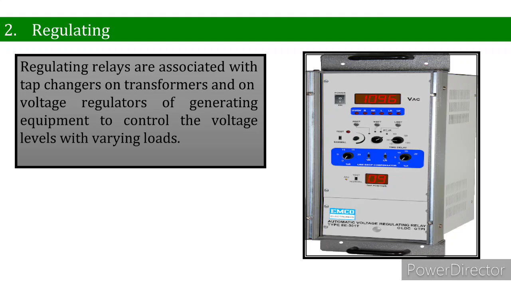And one more example I can quote here is AVR in generators. We have AVR, automatic voltage regulator, that controls the voltage. One more example you can say is the digital stabilizer, which can be controlled electronically. So the voltage regulators or voltage regulating relays are also used there.